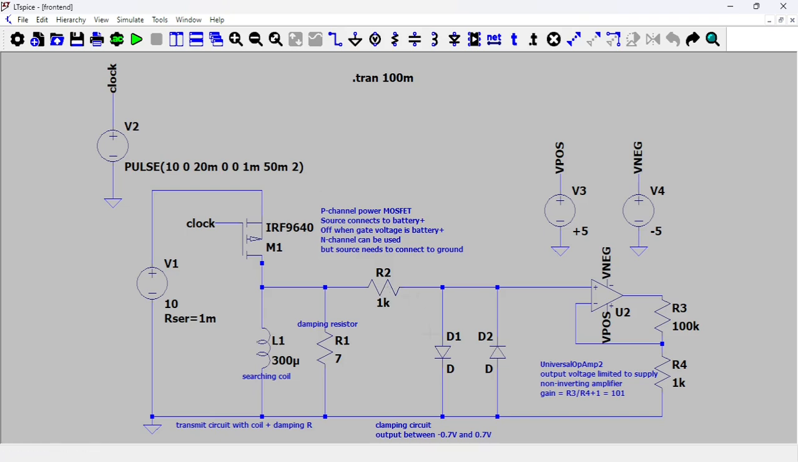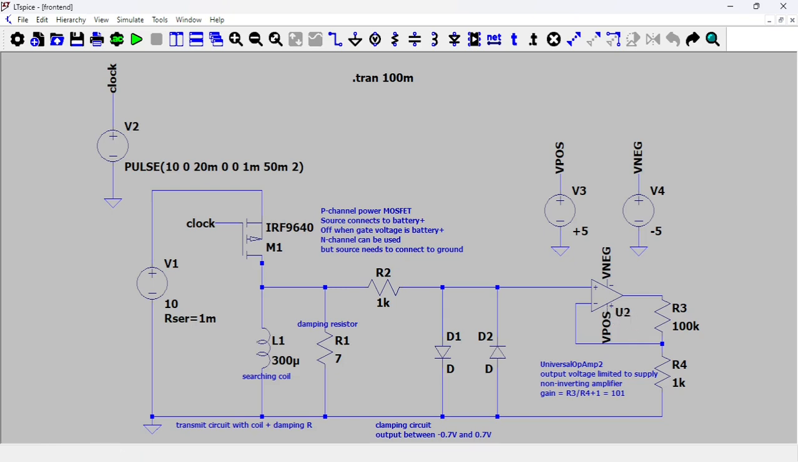Okay, so R2, D1 and D2 is a clamping circuit. So basically at the output here, the output is going to be between approximately minus 0.7 volt and 0.7 volt. So it's clamping the output. After that, you have what is called the preamp.